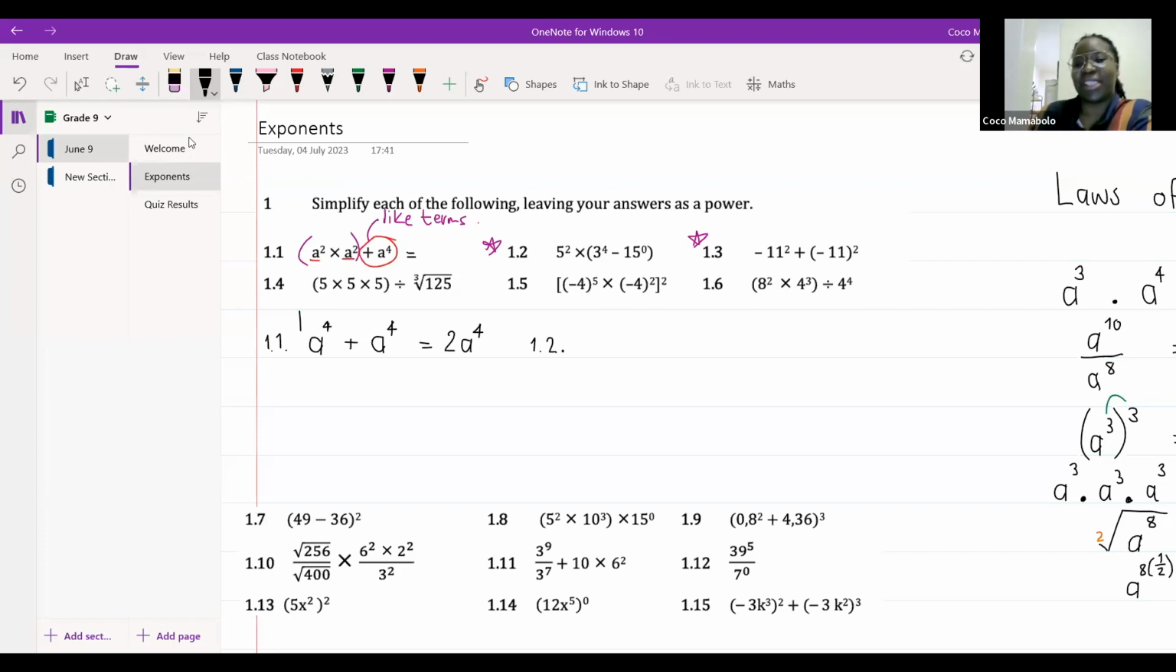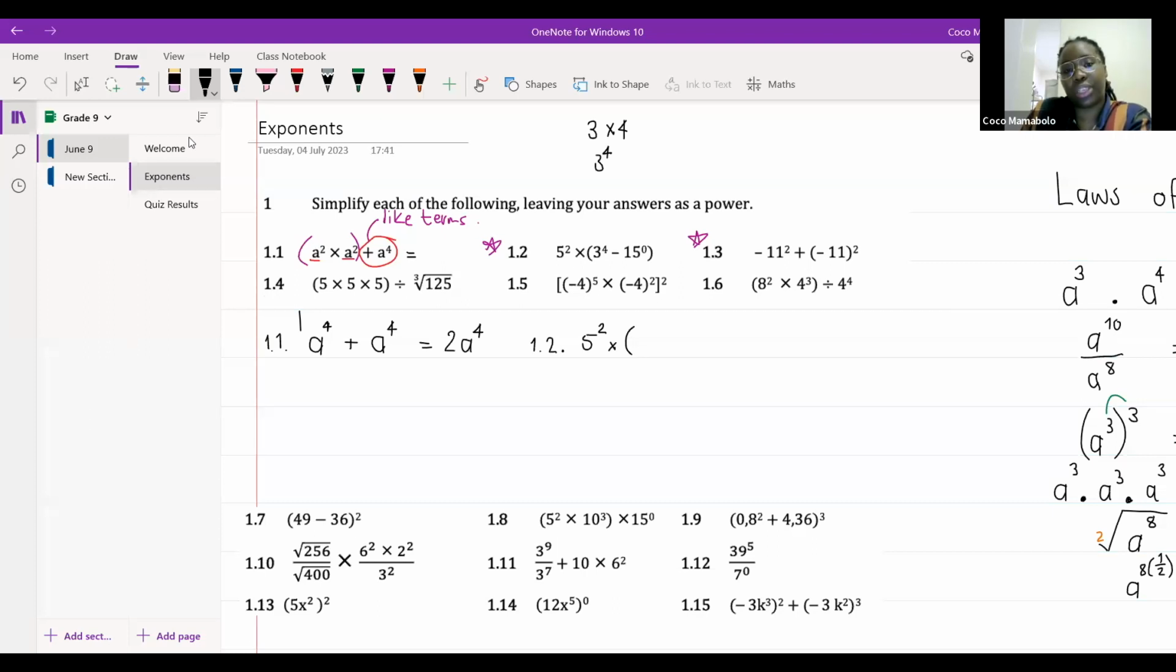Good. BODMAS says that we start with brackets. So I'm going to leave the 5 to the power of 2, the 5 squared, there. Let's figure out what's happening inside these brackets. Ma'am, 3 to the power of 4, we break it down. So the answer will be 12 minus. Not 12. Remember, Corey, there's a difference between 3 times 4 and 3 to the power of 4.